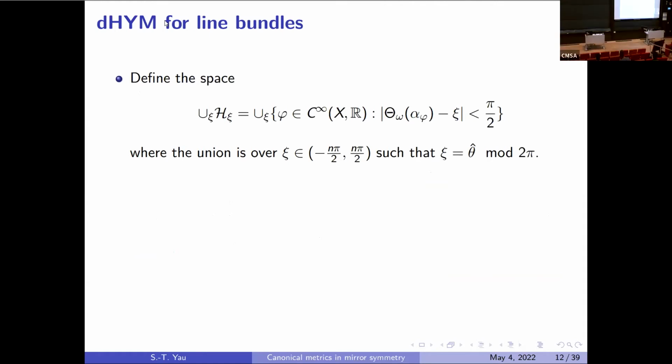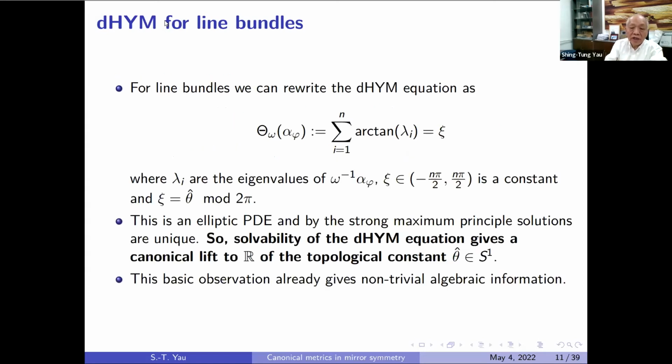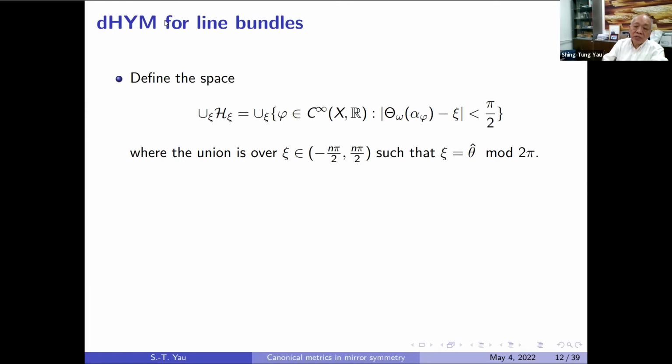This is the space that we are interested in. Given phi, a smooth function on X, we look at alpha phi, which was defined by alpha plus i dd bar phi. And then we know how to define theta omega. Theta omega of alpha phi is defined with the summation of arctangent lambda i. So given a smooth function phi, we know what capital theta omega alpha phi means. And we look at those phi so that capital theta minus some theta in absolute value is less than pi over 2. So it's not far from theta, which is an element in the interval minus n pi over 2 to n pi over 2.